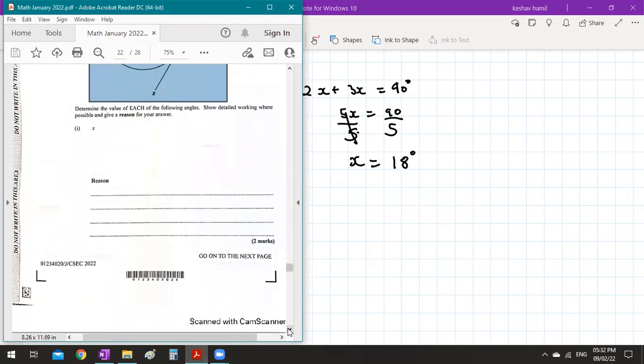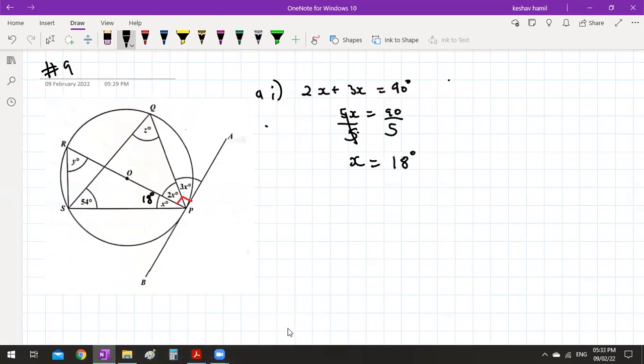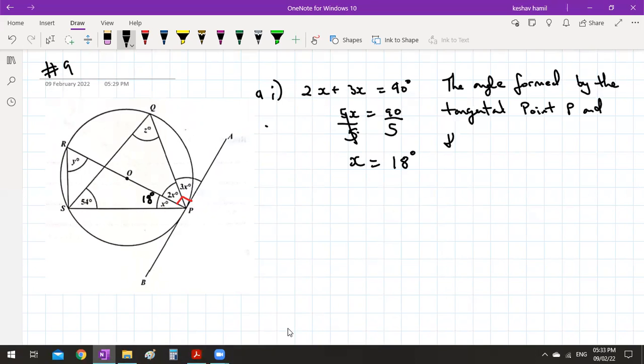Now we will give a reason why. Now circle theorem: the angle formed by the tangent, the point P, and the center of the circle is 90 degrees. If I remember clearly, there's like theorem 5 or 6 or something like that.